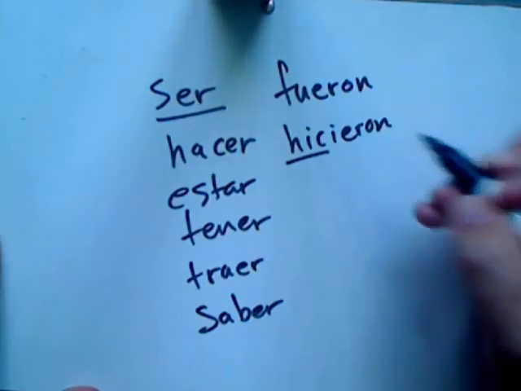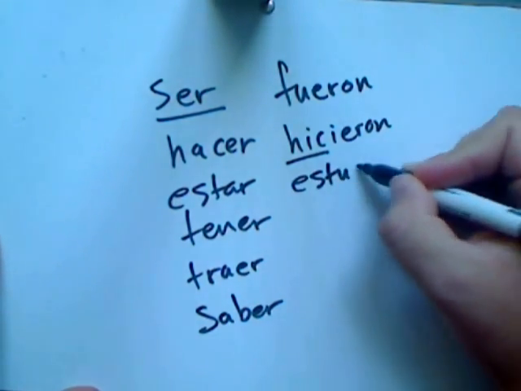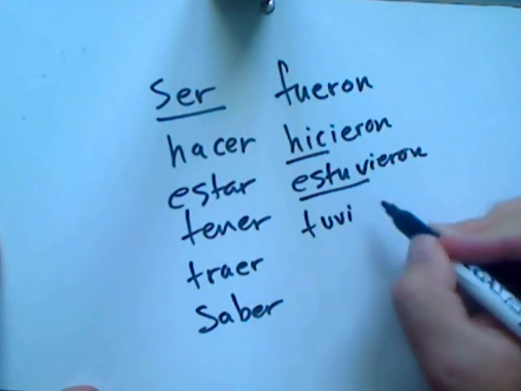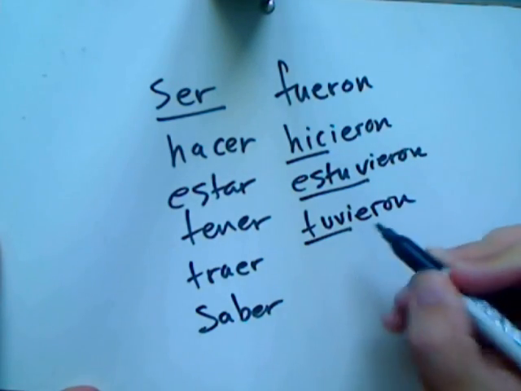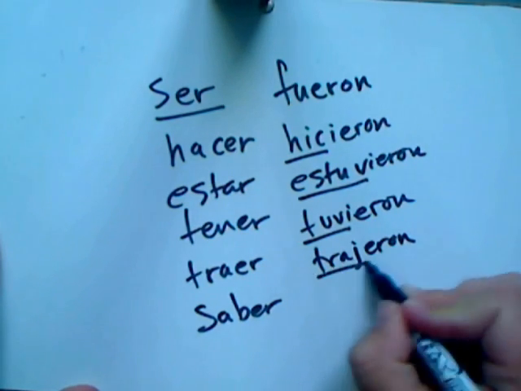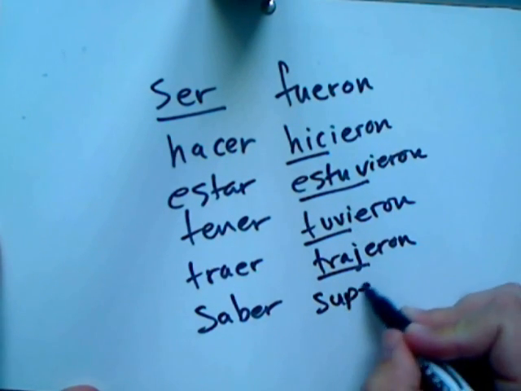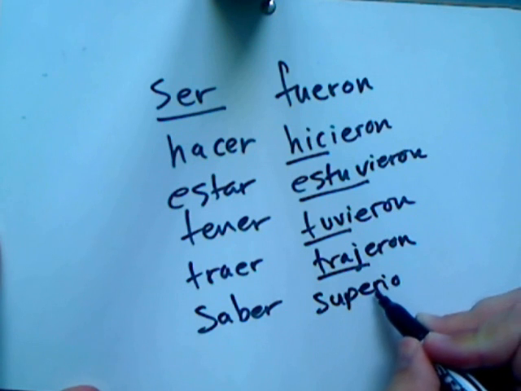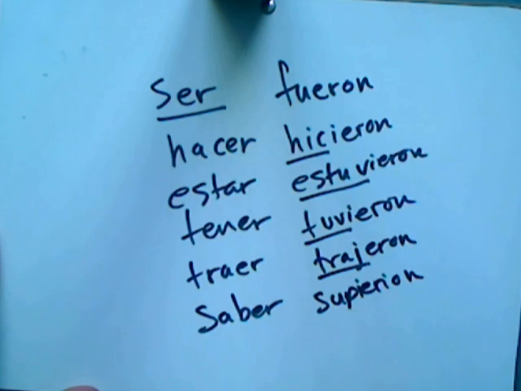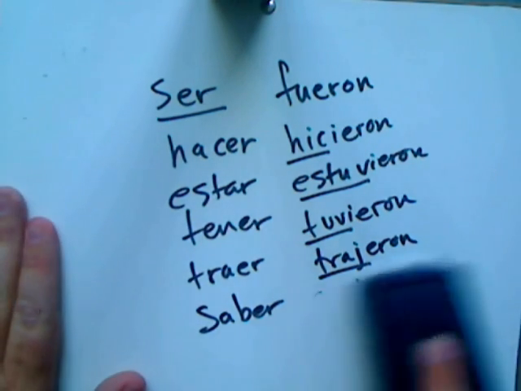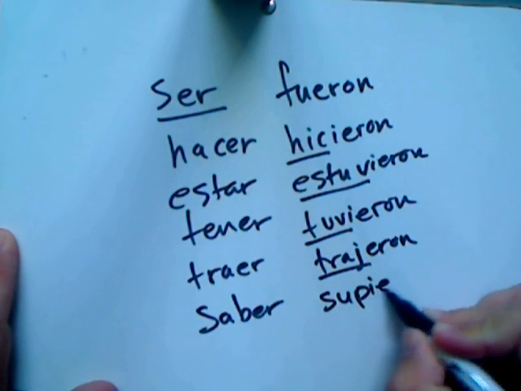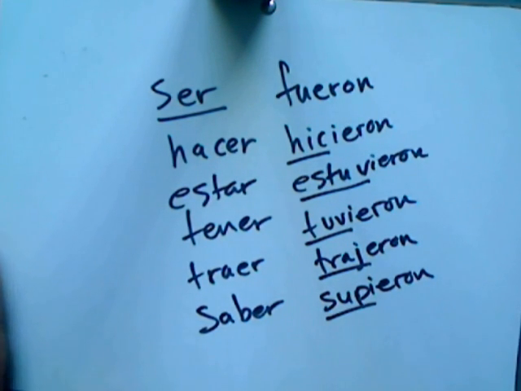Hacer is hicieron. Again, there's that irregular stem. Estar is estuvieron. Irregular stem there. Tener is tuvieron. Irregular stem. Traer also has an irregular stem: trajeron. And saber is supieron. Let me rewrite that. Saber, to know, to find out: supieron.